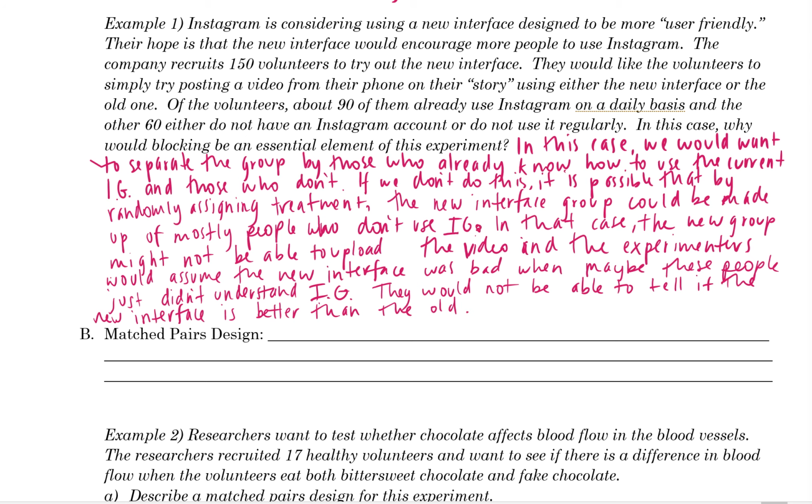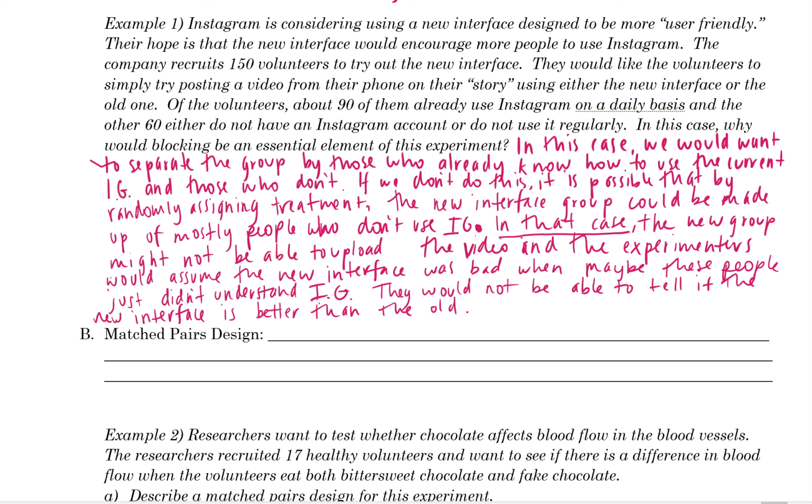So if we're trying to test a new interface to see if it's better than the old one, and we have a bunch of people who don't use Instagram anyway, they may have trouble just using the new interface for Instagram because they're bad at Instagram. They don't know how to use it. And so in that case, the new group might not be able to upload the video, and the experimenters would assume the new interface was bad when maybe those people just didn't understand Instagram at all.